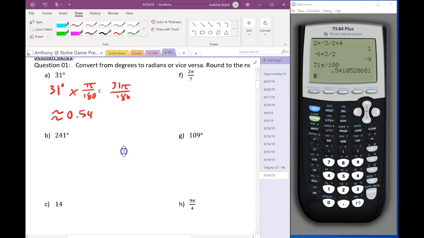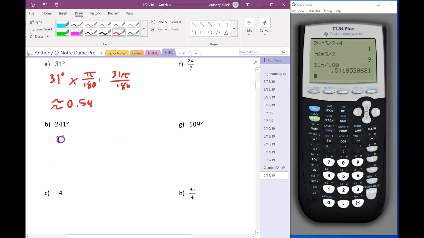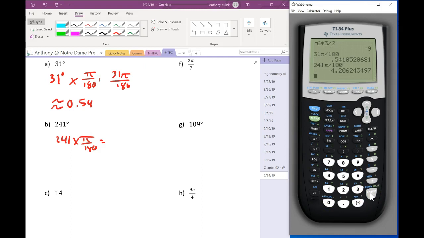For B, this is going to be 241 degrees times pi over 180. Again, I see the degree symbol, so I know I'm dealing with something in degrees. So, go to my calculator, 241 pi divided by 180 is 4.21.